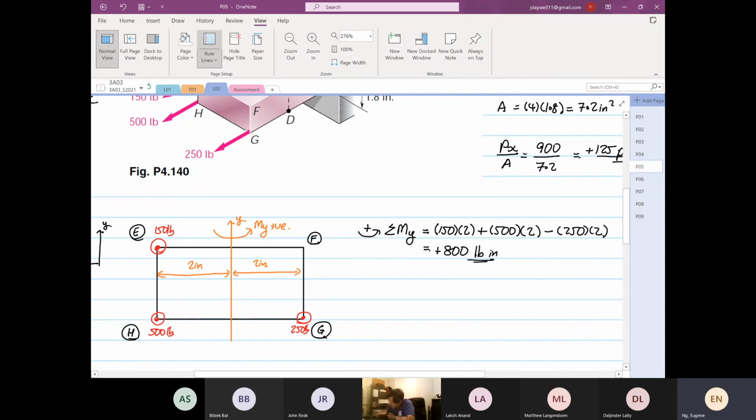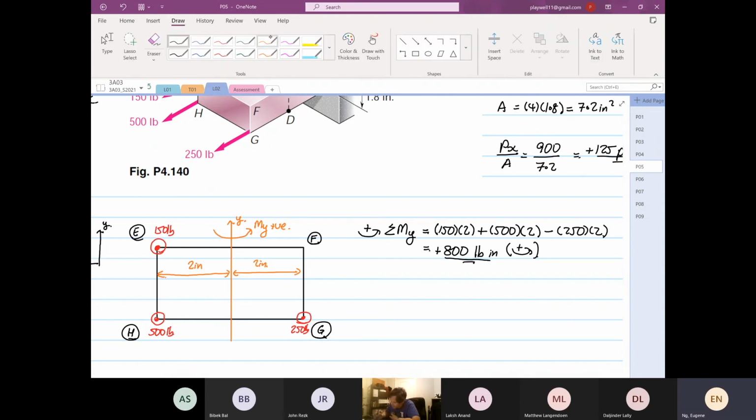So positive means the direction that we initially assumed is valid. It's correct. Once you have this, immediately declare it. Okay, this side is going to be compression, and this side is going to be in tensile. I usually put My going to be tension on this side, and My going to be compression on the other side. So that is your My.